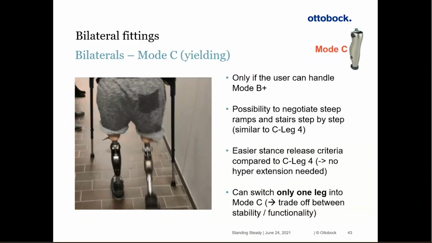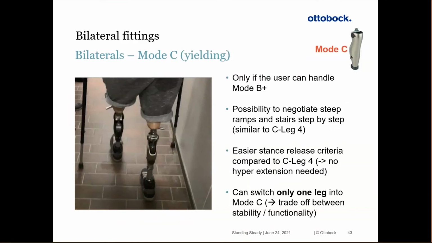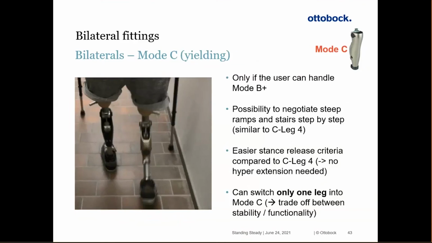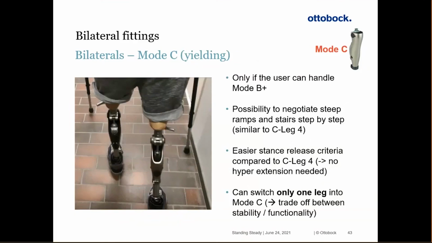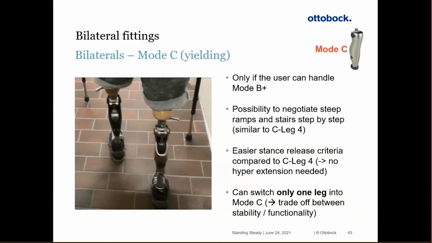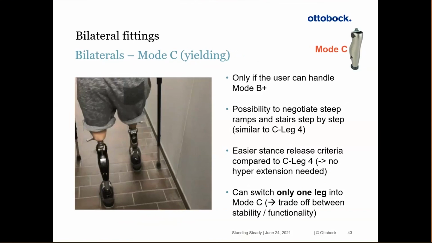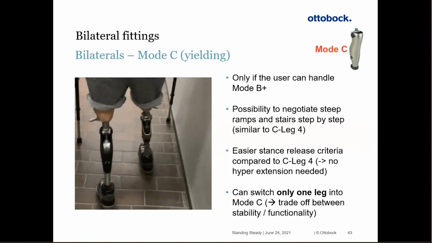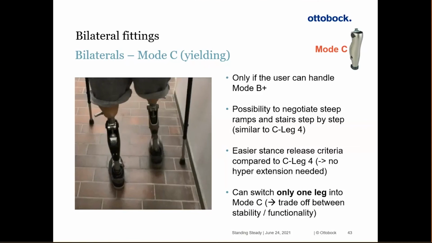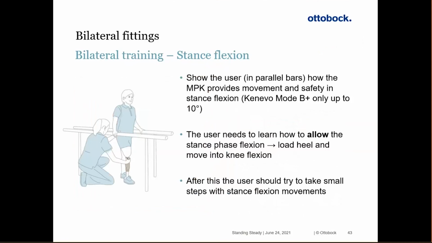Going to mode C would only be if they're able to handle B+, and they're moving towards that higher K2, lower K3 level where they are really able to consider yielding downstairs or down a steeper ramp or anything like that. These are just a couple of clips that I wanted to show that we have some training.